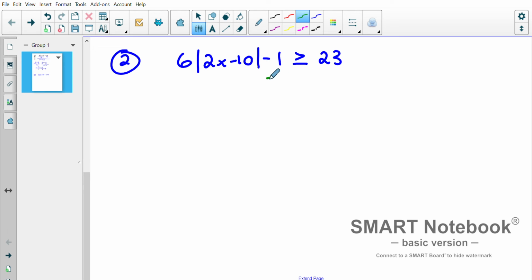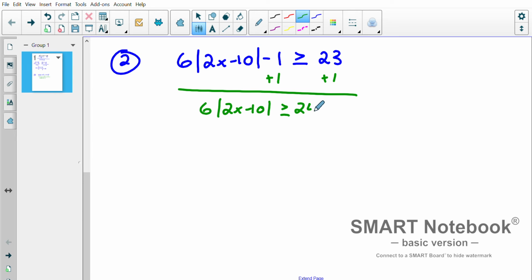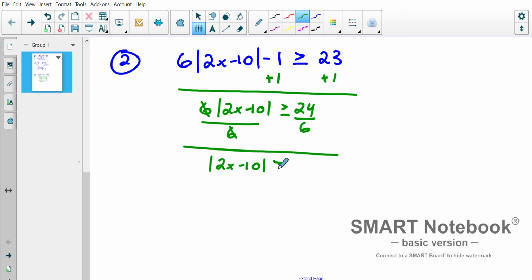So this one, first step is we're going to add 1 to both sides. That's going to give us 6 times the absolute value of 2x minus 10 is greater than or equal to 24. Now to get rid of the 6, we're going to divide by 6 on both sides. Our inverses will cancel, like always. Absolute value of 2x minus 10 is greater than or equal to 4.